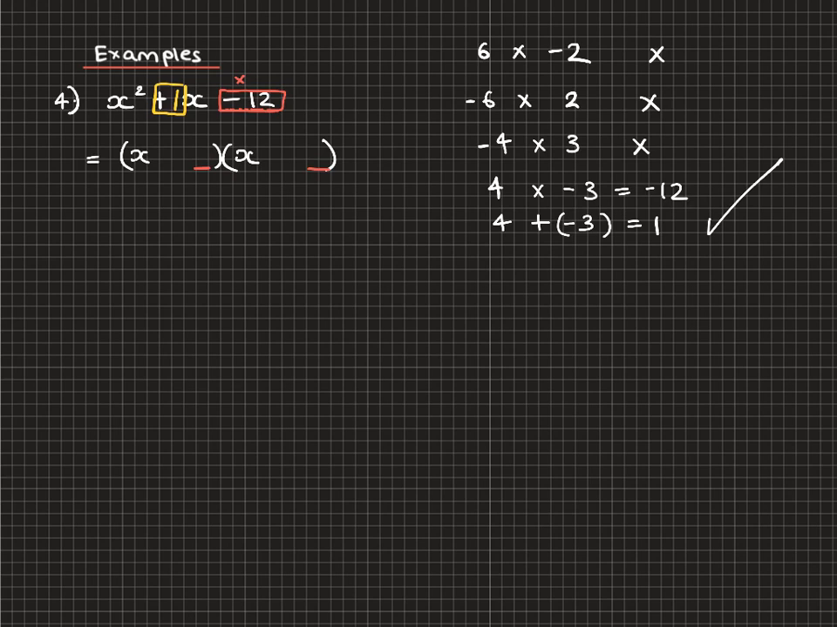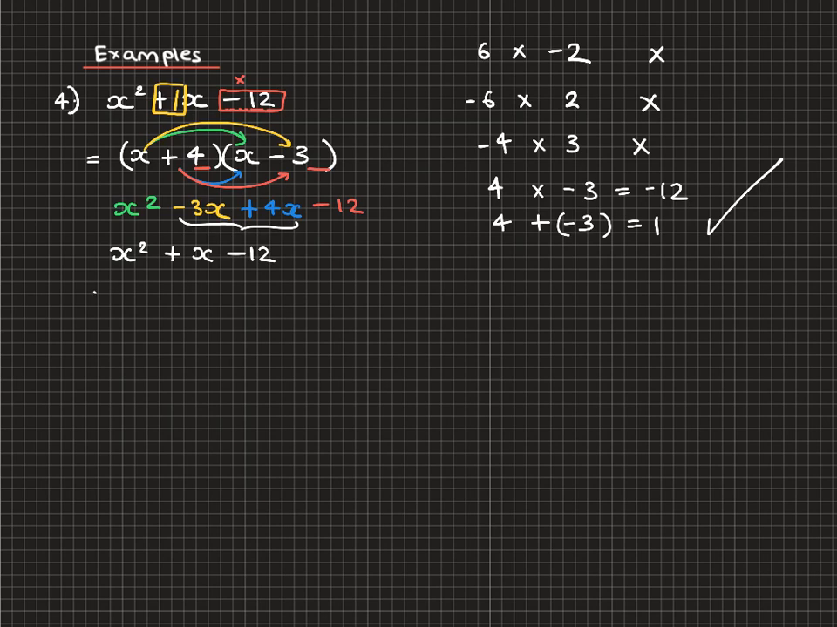So one of my brackets has got to be x plus 4, and the other bracket has got to be x subtract 3. Final check, just to make sure we've done this correctly. X squared minus 3x plus 4x minus 12. And hopefully you can see straight away the central terms here combine to give you the plus 1x, or just the plus x there. So we've done this correctly.